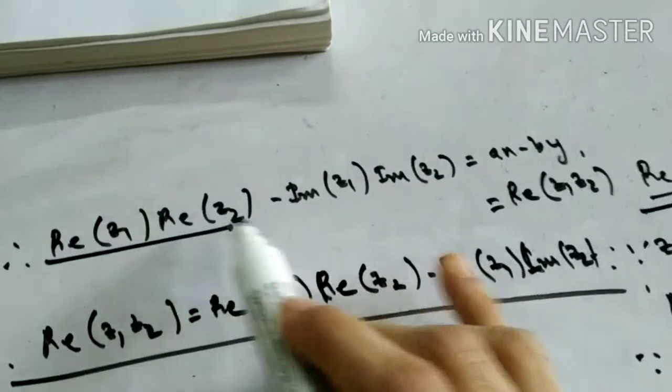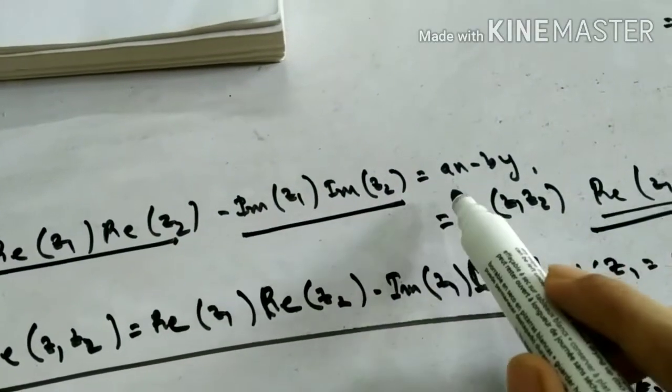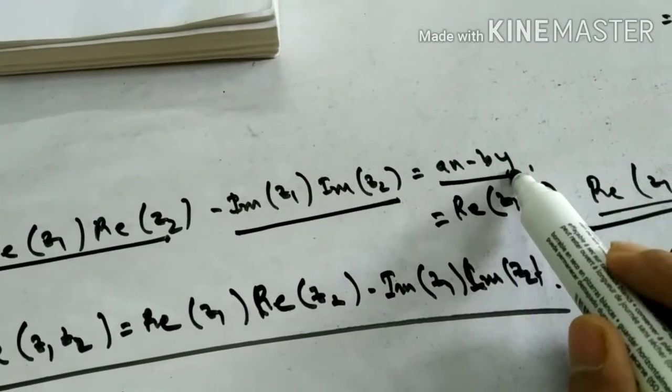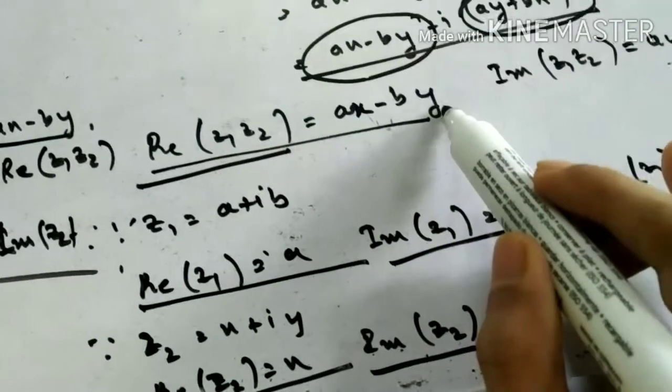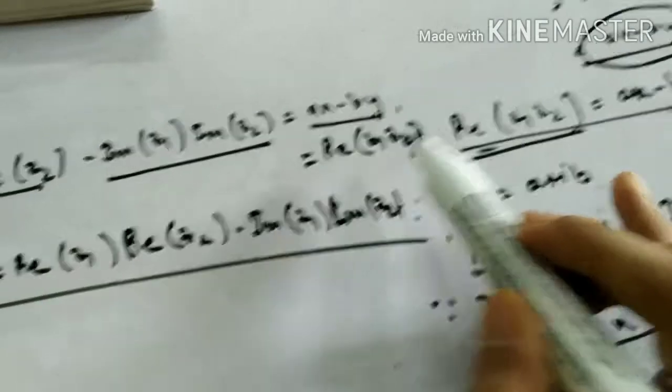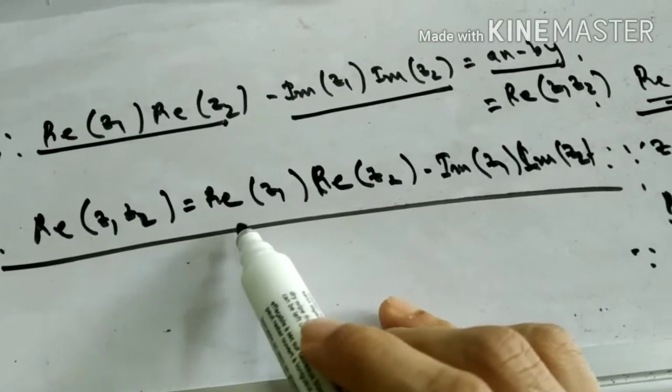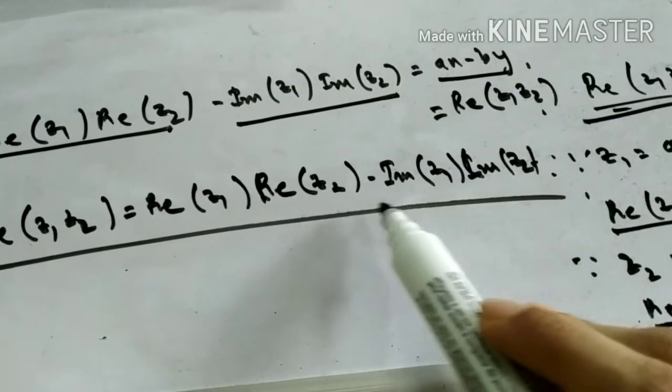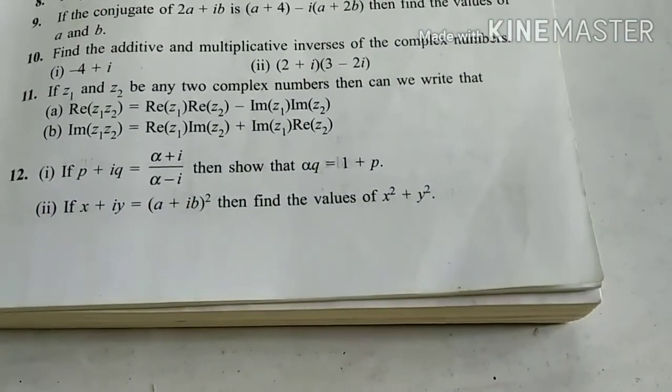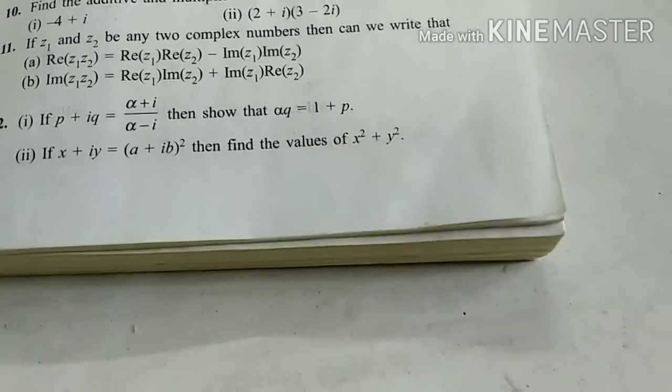So this minus this: Re Z1 Re Z2 minus Im Z1 Im Z2, I will get AX minus BY. So AX minus BY is what? It is Re(Z1 Z2). So therefore I can write Re(Z1 Z2) is equal to Re Z1 Re Z2 minus Im Z1 Im Z2. Understand? And the next one, like that, you will have to prove.